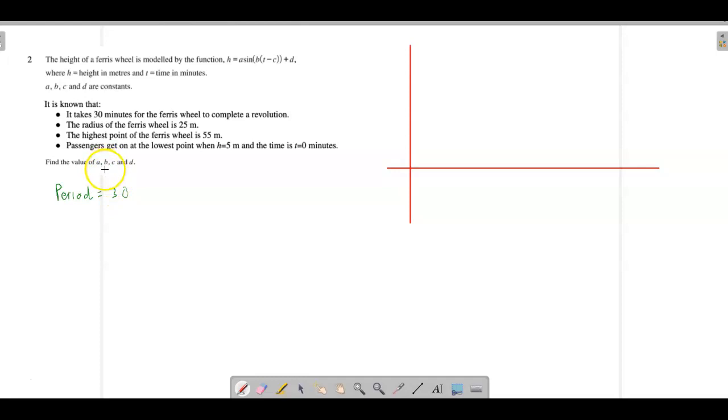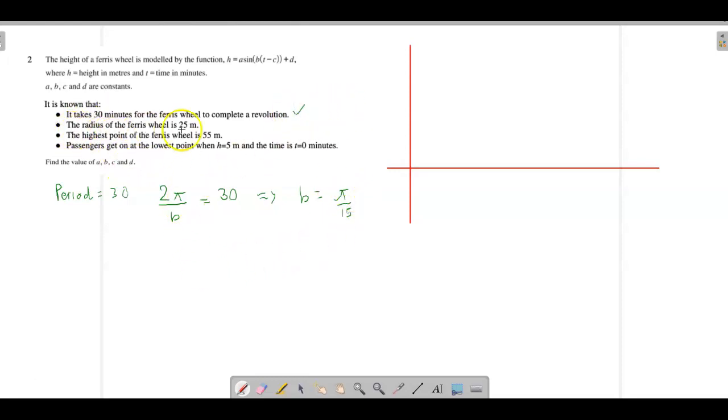I'm going to work out my B value because my B value does the period. Now what I normally do for a sine or cosine curve is my B value starts at 2 pi. I divide it by my B value and I get the period, which is 30. Therefore, if I do that rearrangement, B equals 2 pi divided by 30. So B will be pi divided by 15. So that's the first bit. So I've just already dealt with this.